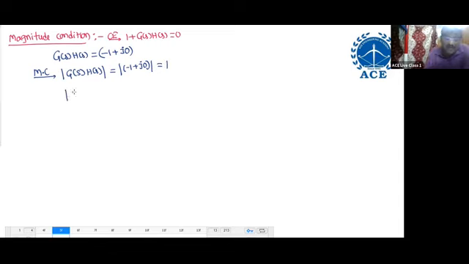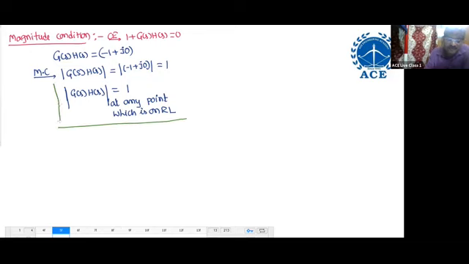That's all. The magnitude of G of S, H of S equals 1, at any point which is on the root locus.